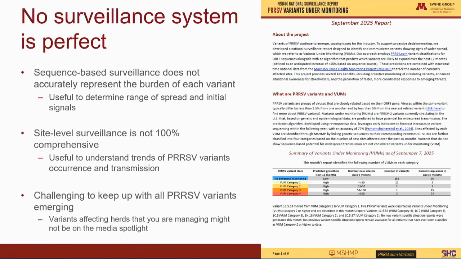So with that, we understand that it's very challenging to keep up with all of these variant emergences. It seems like every year we're talking about a different variant here. And also for those of you dealing with PRRS every day in the field, some variants affecting your herds might not necessarily be in the media spotlight, right? So it's hard to understand really what's going on. So again, the main objective of this PRRS variant under monitoring report is just to improve situational awareness.